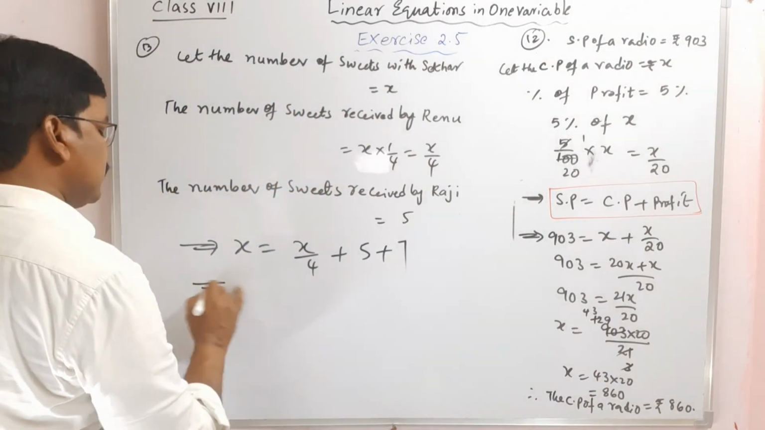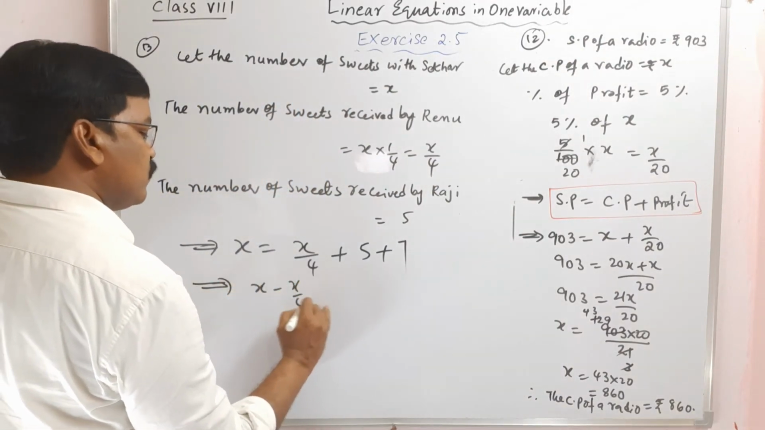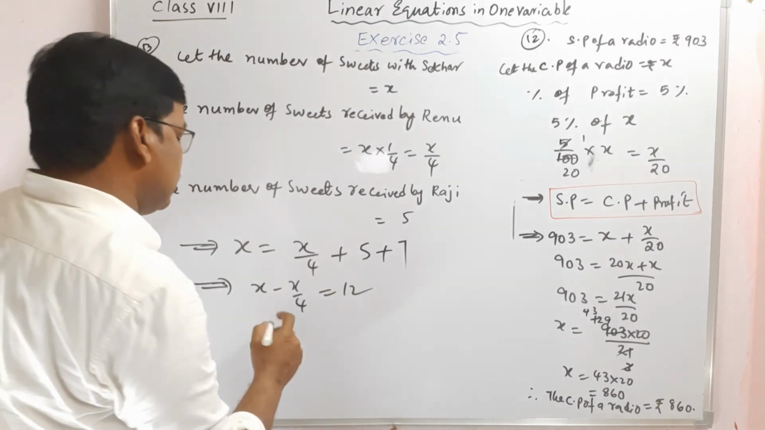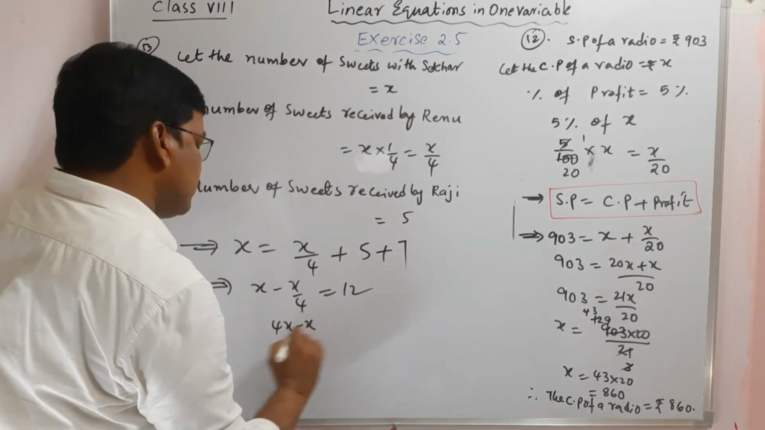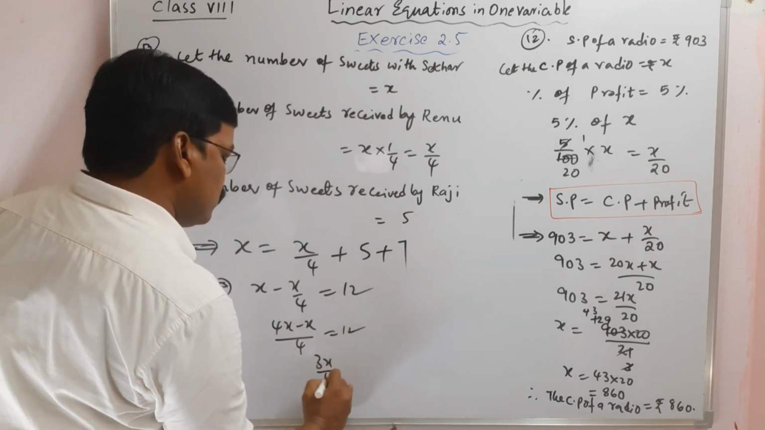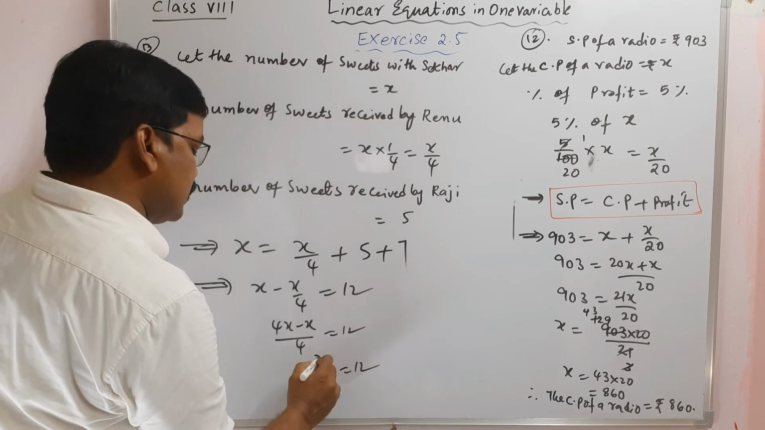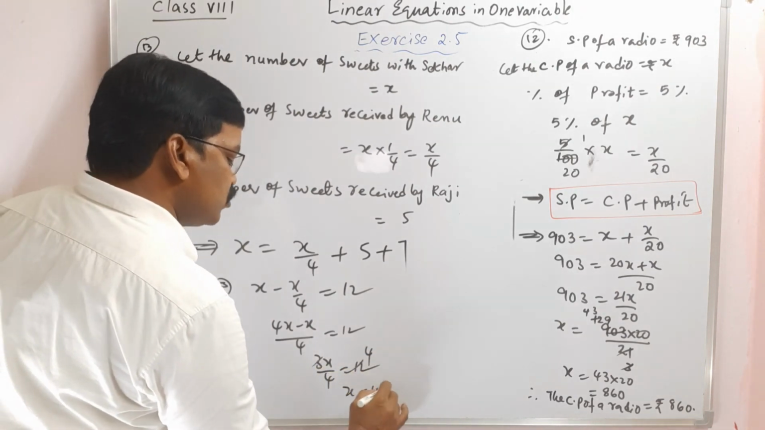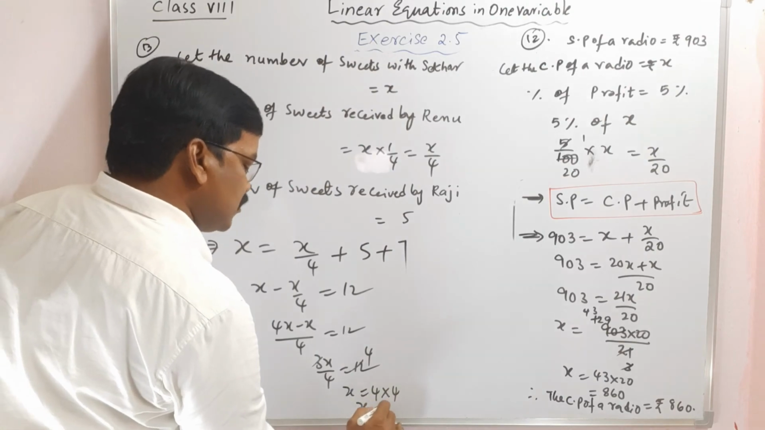So see my dear students, here X minus X by 4 is equal to 12. We just transpose this X by 4 to this side. That means 4X minus X by 4 is equal to 12. So this is 3X by 4 is equal to 12. Actually 3 in 12, 4 times. So X is equal to 4 into 4. So X is equal to 16.